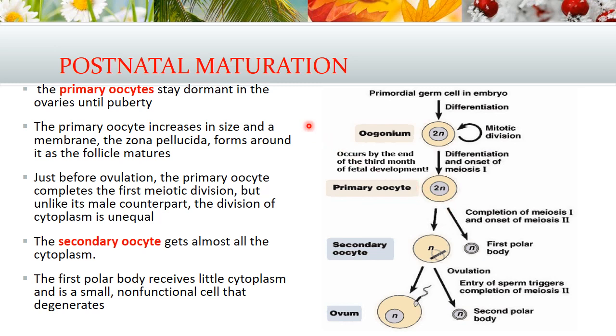Now the postnatal maturation. The primary oocytes, which have been held in the diplotene stage of prophase 1 until puberty, remain dormant with the diploid number of chromosomes. These primary oocytes increase in size, and they have a membrane surrounding them, the zona pellucida, and around it the follicles. Just before ovulation, they complete their first meiotic division, and they form a secondary oocyte and the first polar body. The secondary oocyte contains all of the cytoplasm.